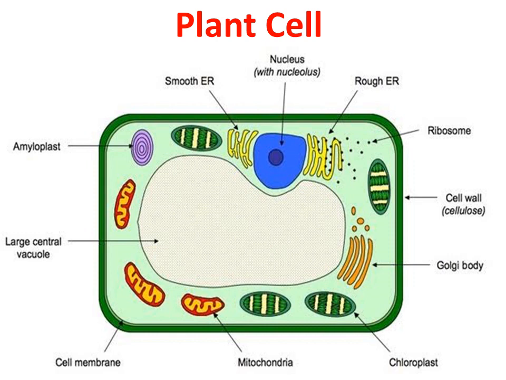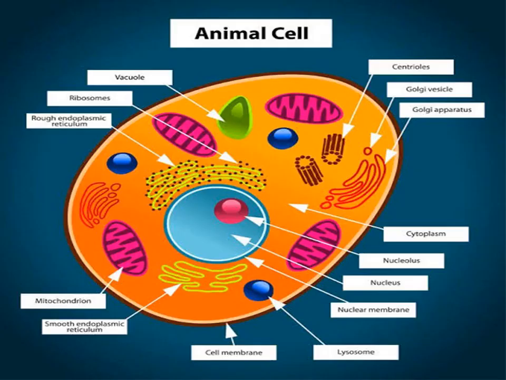Now beside the chloroplast, you can see there is mitochondria. In mitochondria, there are two membranes, inner membrane and outer membrane. So this is about plant cell. Now come to the next, animal cell. In animal cell, there is no cell wall present. But in case of plant cell, it was present.